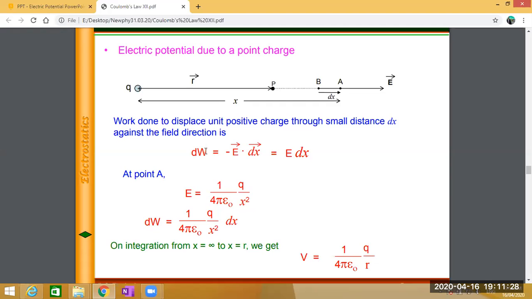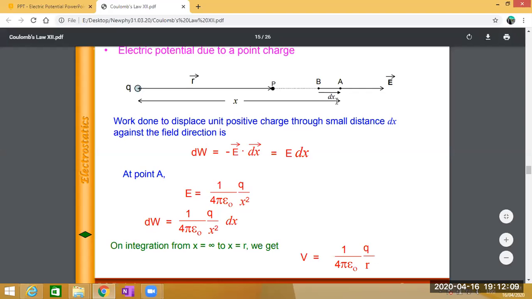Here is something wrong, because here we must write F, because force into displacement equals dW. Otherwise, you must multiply Q naught into E into dx equals dW. So here Q naught was left out by mistake. So you must write Q naught here. Then this equation will be right. And as well you must write a negative sign here, because displacement is directed in this direction.